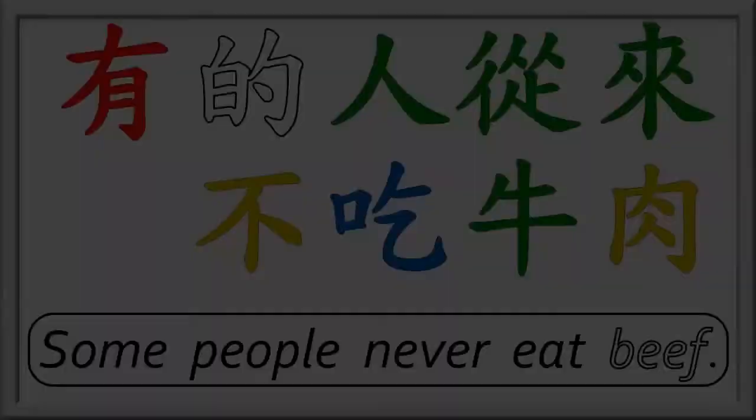Today's sixth character is unrelated to either 面, 来, or 叉, but it goes well with noodles, beef. It's the character for ox, cow, and its meat, beef. Pronounced second tone, 牛, 牛. I have two example sentences.